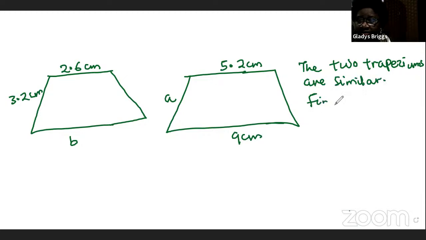Find the lengths A and B. Okay. Would you know what to do here? It's the same thing as we did. Because they are similar, you find the ratios, the ones that are in the same ratio. And then you put them together as I showed you, and then you find B and then you find A, or find A and find B.